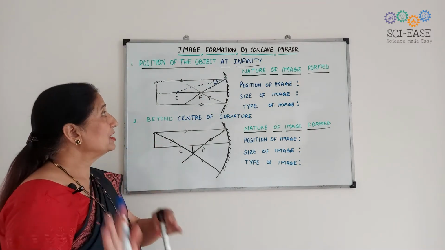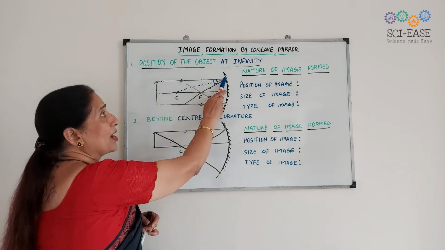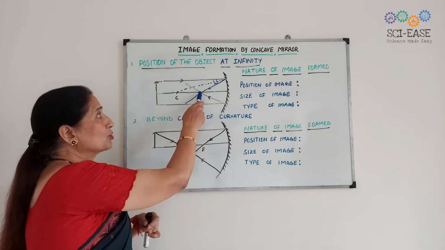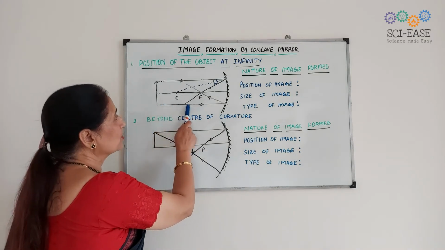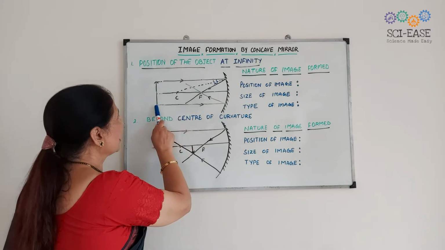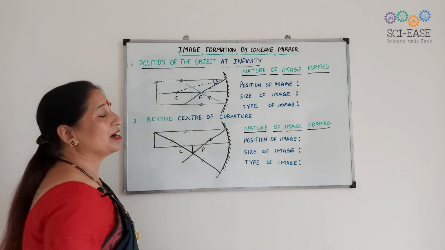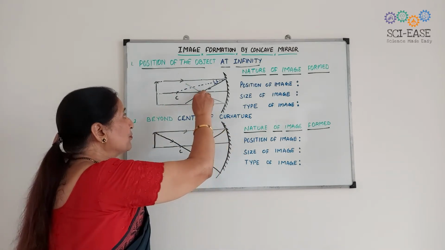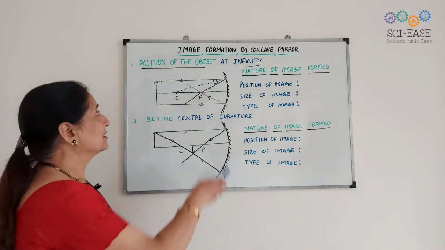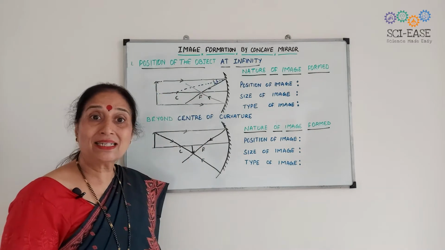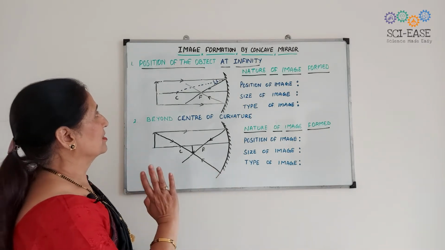So the first rule that you know: a ray parallel to the principal axis will strike the mirror and pass through the focus. In the same way, this ray also starts from the object, goes parallel to the principal axis, and also passes through the focus. The point where these 2 rays intersect, the image will be formed. This means the image is formed at the principal focus.